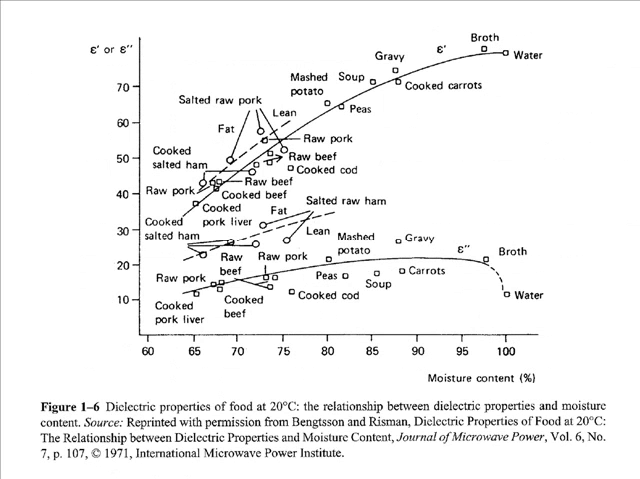This is a diagram of dielectric properties of food at 20 degrees Celsius, which demonstrates the relationship between dielectric properties and moisture content. Here you have a variety of different foods at different moisture contents, and you see how the moisture content influences in certain foods the dielectric properties that you actually have. And the dielectric property goes into how it can be processed.